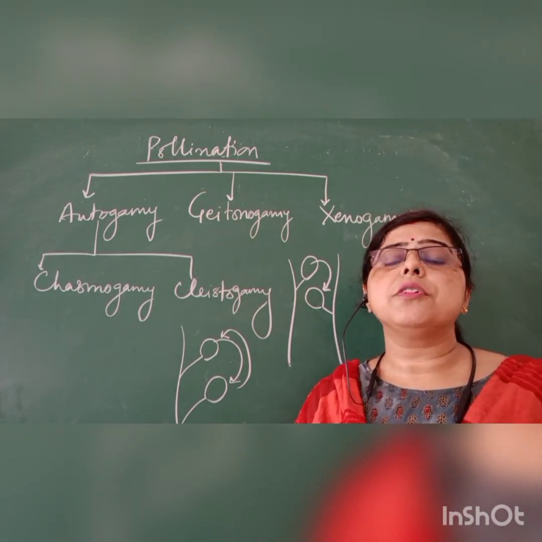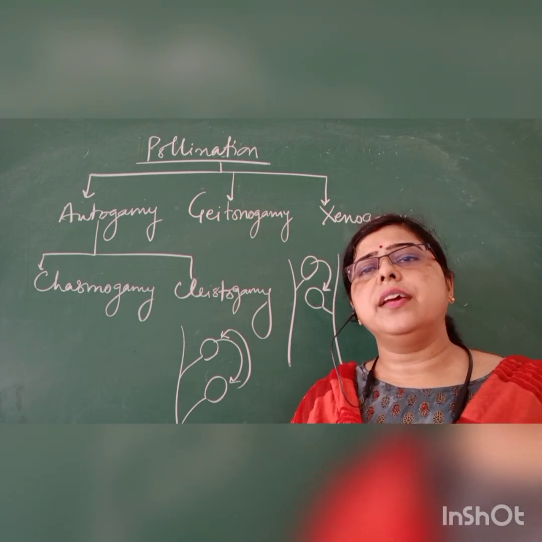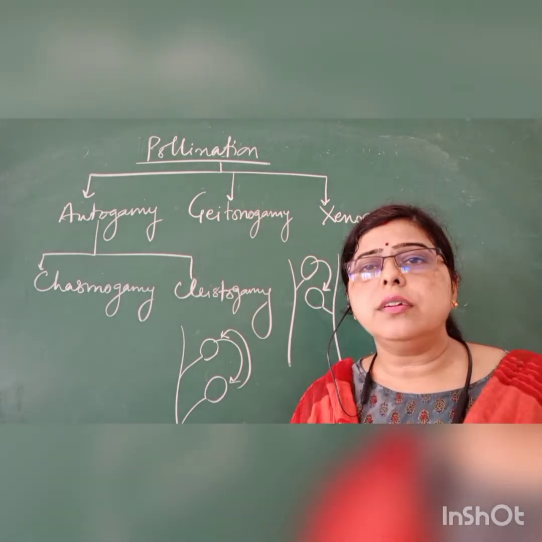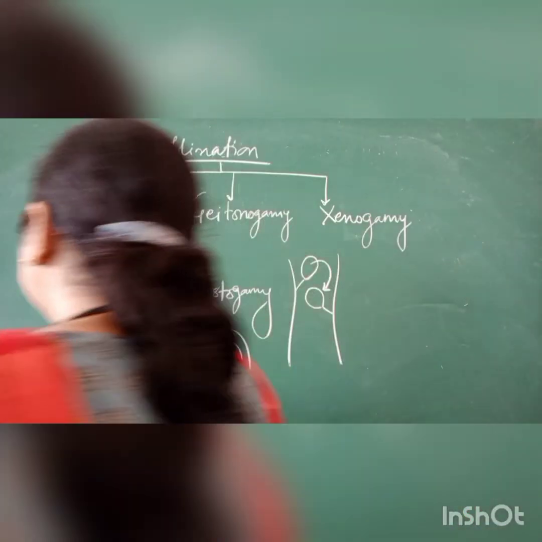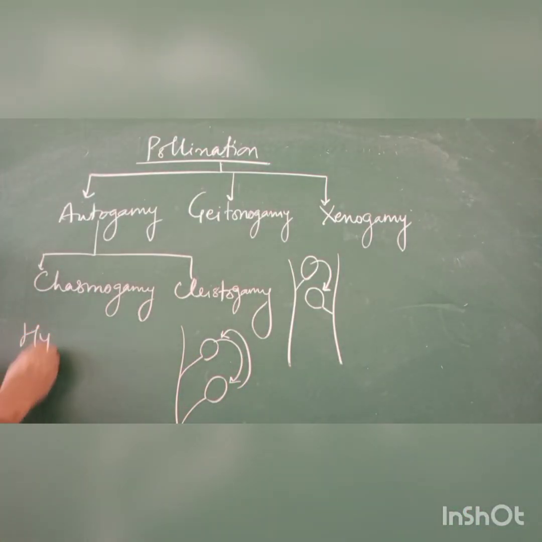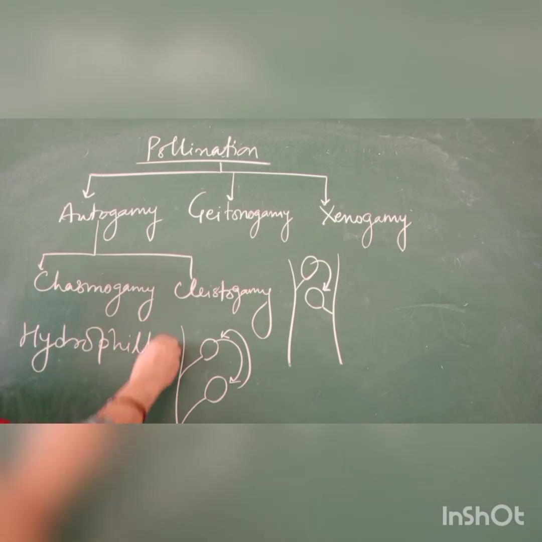You know that कि cross pollination के लिए we need some agents. हमको some agents चाहिए. Agents may be water. अगर water as a agent होगा तो that condition we called as what? Hydrophily. हम इस प्रोसेस को क्या बोलेंगे?